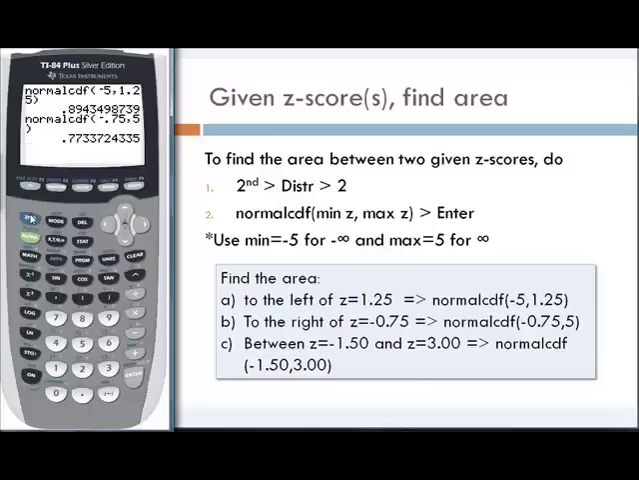To find the area between two z-scores, we do again the same thing, second distr, option 2, normal CDF. We enter the minimum. In this case, if we're looking between -1.5 and 3, our minimum is the -1.5, and then comma, our maximum would be the 3.00, or just 3. Enter. That gives us 0.9318, which tells us that 93.18% of our data, an overwhelming amount of our data, is between the z-score of -1.5 and 3.